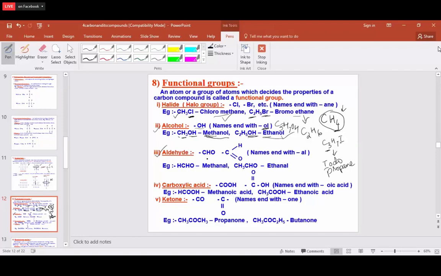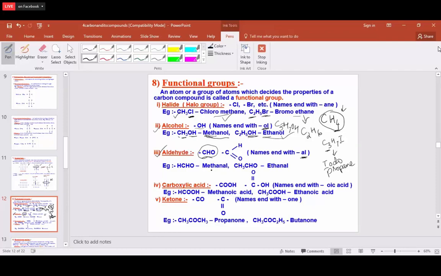The aldehydes have a CHO group, and the name ends with AL. We should not mix up these two things: OL means alcohol, AL means aldehyde. If the CHO group is present in the compound, we call it an aldehyde. So what is this CHO? A carbon with a double bond to the oxygen atom and a single bond to the hydrogen atom. This we are going to substitute onto the hydrocarbons.